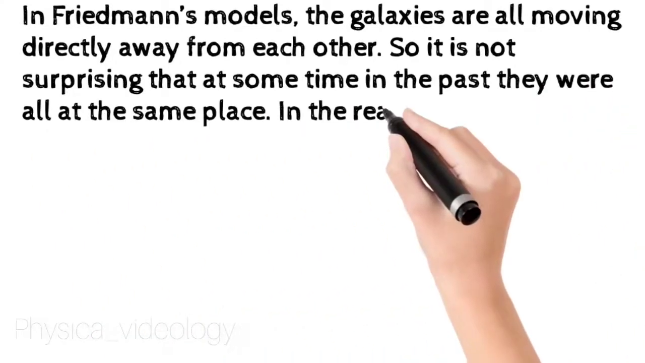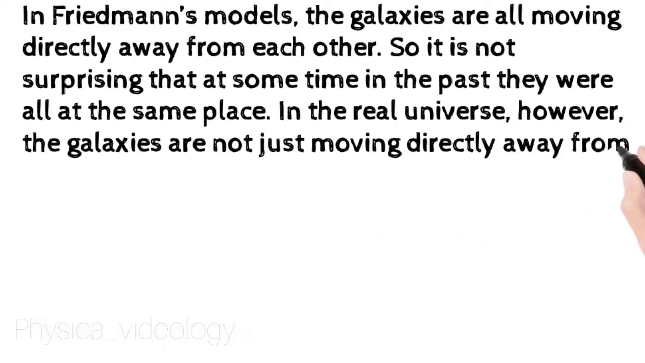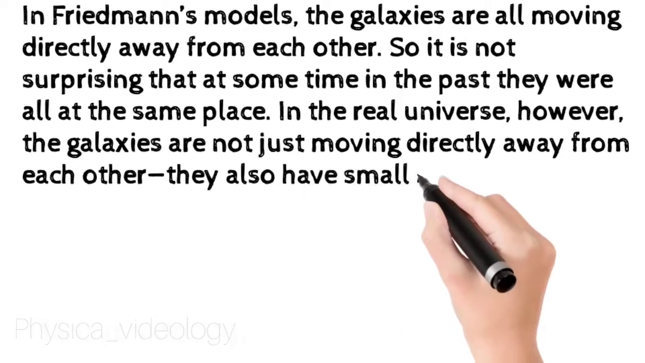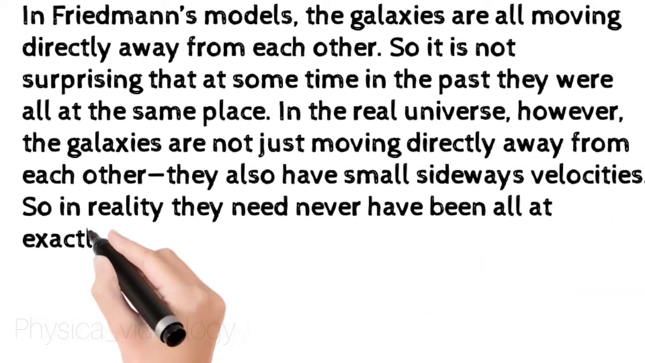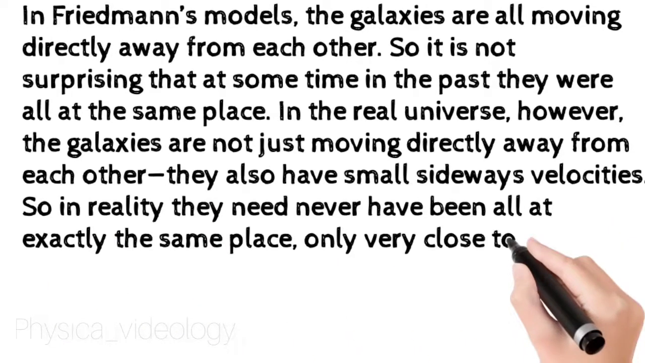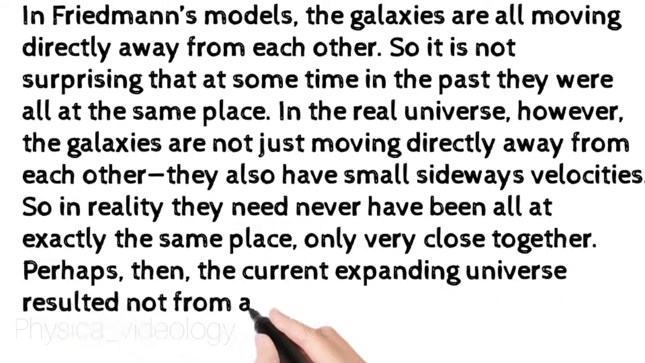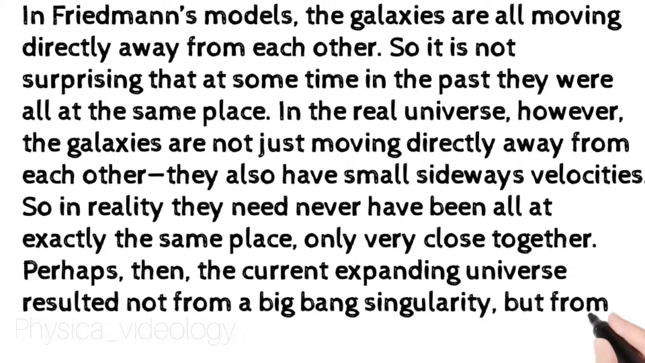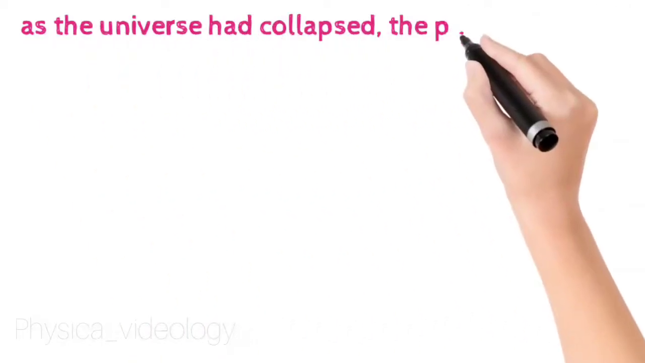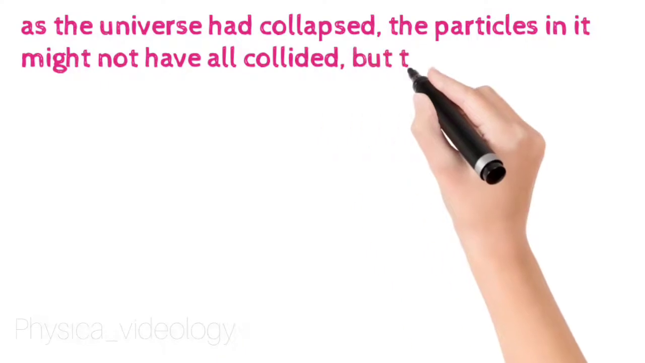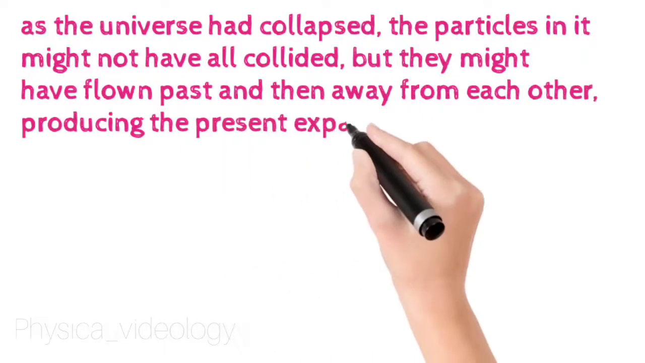In the real universe, however, the galaxies are not just moving directly away from each other, they also have small sideways velocities. So in reality they need never have been all at exactly the same place, only very close together. Perhaps, then, the current expanding universe resulted not from a Big Bang singularity, but from an earlier contracting phase. As the universe had collapsed, the particles in it might not have all collided, but they might have flown past and then away from each other, producing the present expansion of the universe.